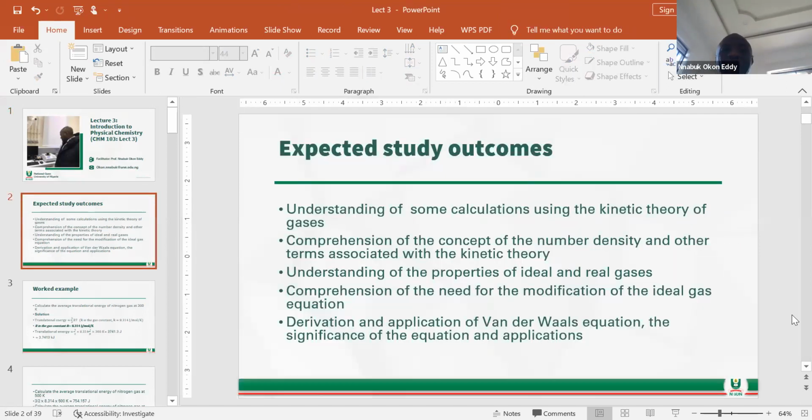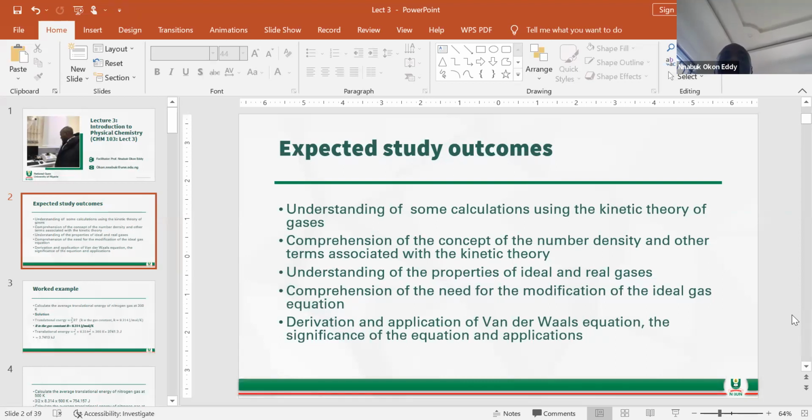So today, this is actually lecture 3, not 4. We will try to assess ourselves. We try to see how you can understand some calculation using the kinetic theory of gases, which we treated last week. We look at how we can test your comprehension of the concept of the number density and other terms associated with the kinetic theory.